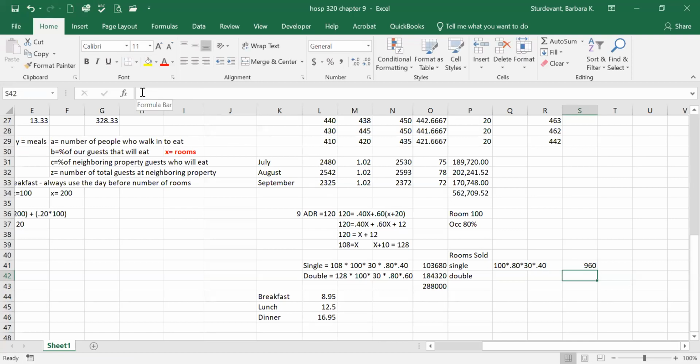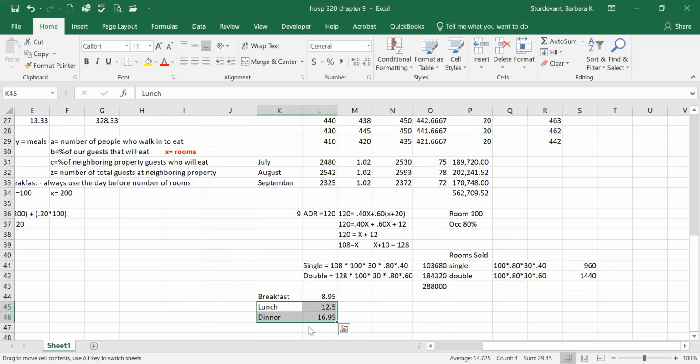So that gave us our single rooms. And double rooms were exactly the same, except they were 60%. So I can just do it this way. And so that was our double rooms. So now we can go down here.